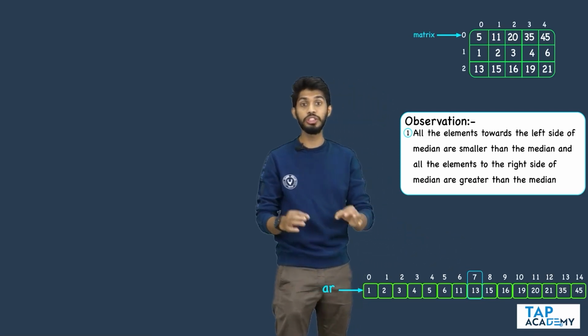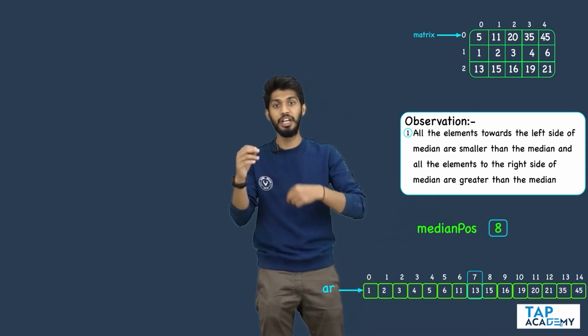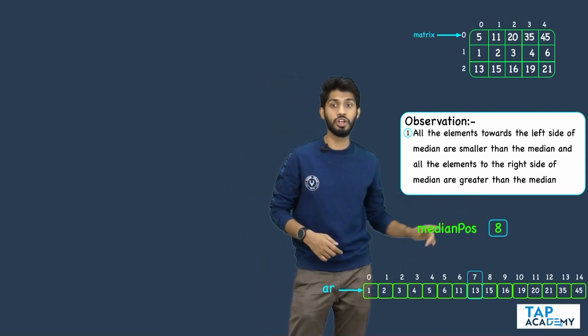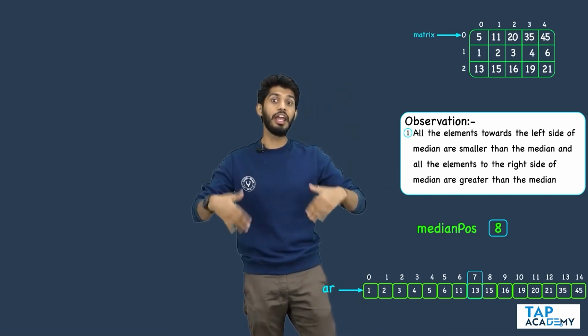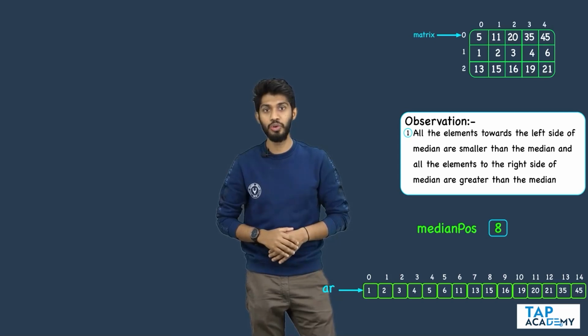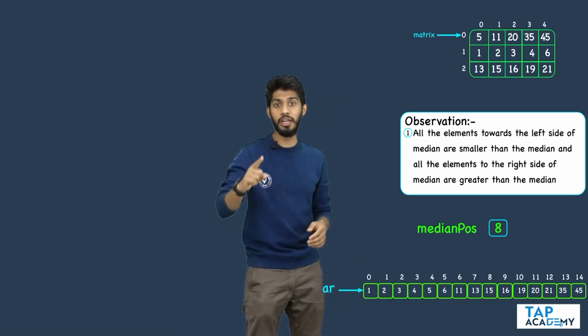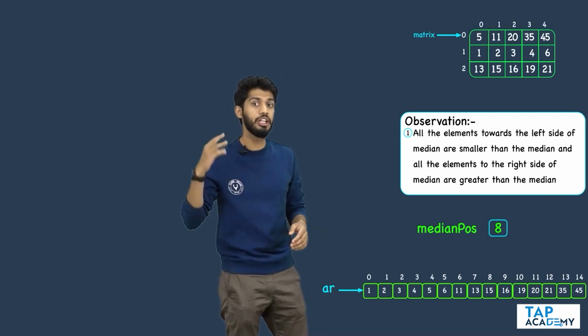So what I will do is, the median position I will make it as 8 over here. I am just creating one variable, I am writing median position is equal to 8, because there are 8 elements which are less than or equal to 8. Now I will pick a few numbers randomly. First I will pick 1, next 2, next 3, next 4.